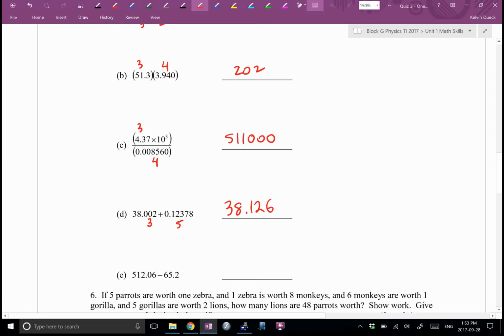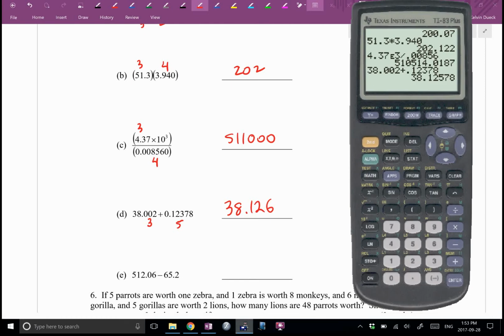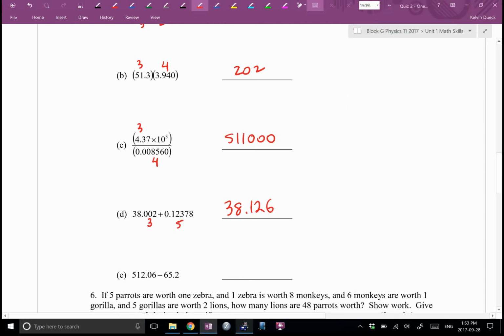Why is it 38.0023? Why is the 38.002? It's not 3 sig figs. It's decimal places. For adding and subtracting, it's decimal places. Okay?